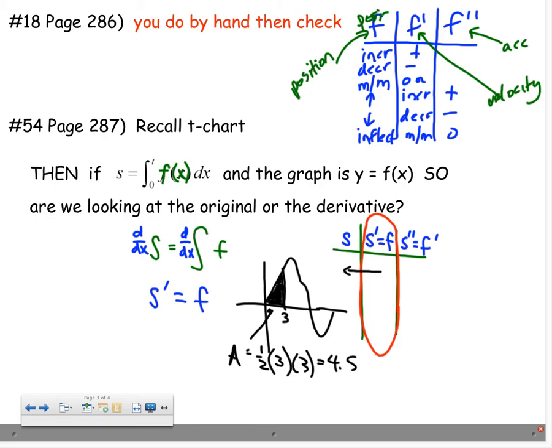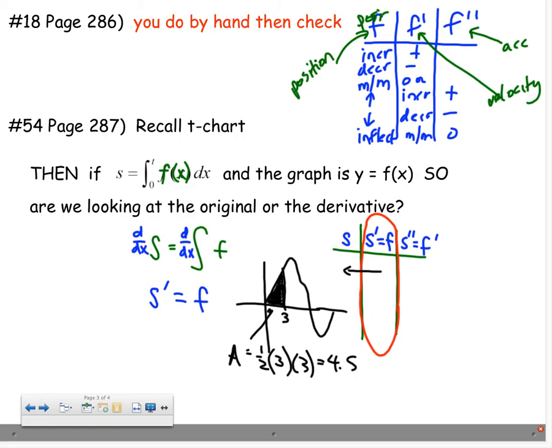That makes sense. The question asked us for position, we were given the derivative or the velocity, so we had to do the antiderivative, which is represented by area under the curve. All right, the next question. At what time during the first 9 seconds does S have its largest value?